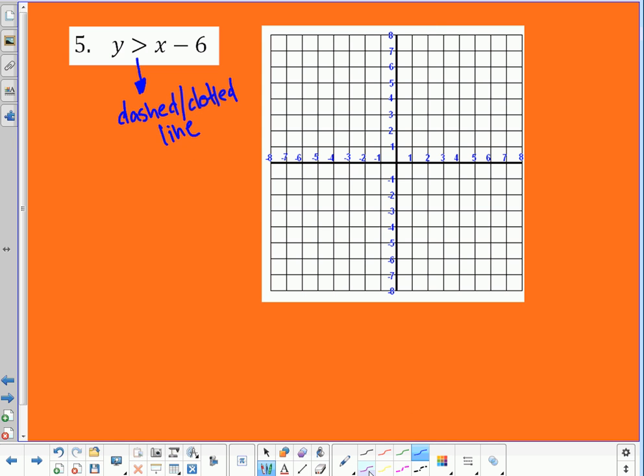And then the other decision I have to make, this is my step 3, is where am I going to shade? Since this is greater than, I'm going to shade up from the line. So now I graph it. My y-intercept is -6. So I come down to -6. And then the slope is 1. So I'm going to go up 1 over 1, up 1 over 1, up 1 over 1, and so on.